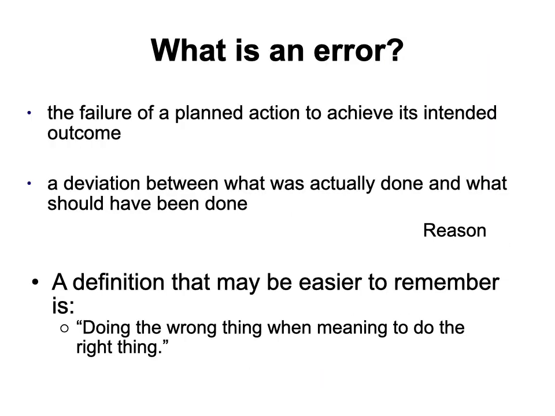Error is the inevitable downside of having a brain. One definition of human error is human nature. Definition of error: failure of a planned action to achieve its intended outcome. A deviation between what was actually done and what should be done.